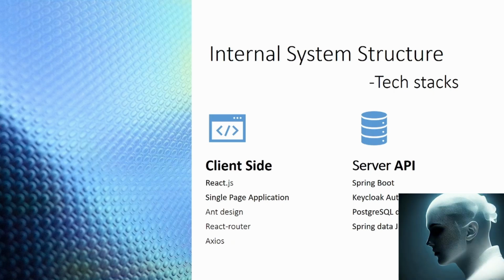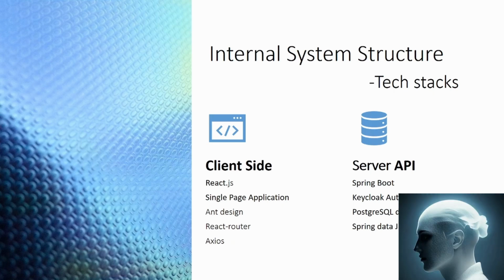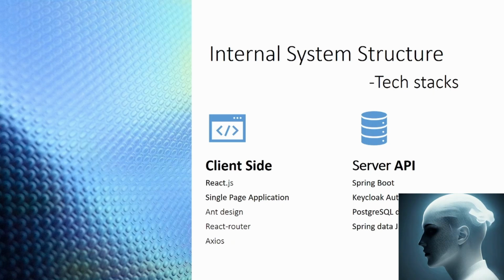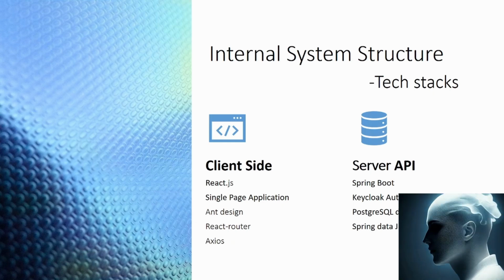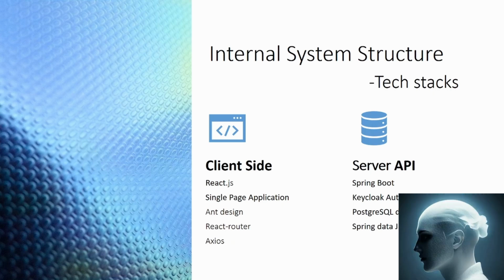Because this is a single page application, we also use Axios to fetch data from the server API. In the server, we use a Java framework, which is Spring Boot. We use Postgres for the database, and use Spring Data JPA to interact with the database. We also use the Keycloak server to manage all the user authentication and authorization.